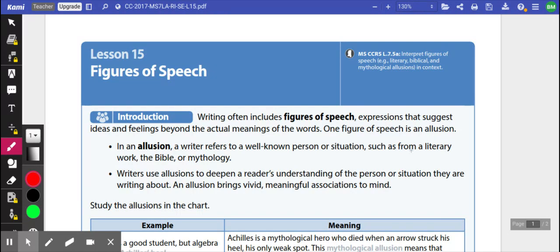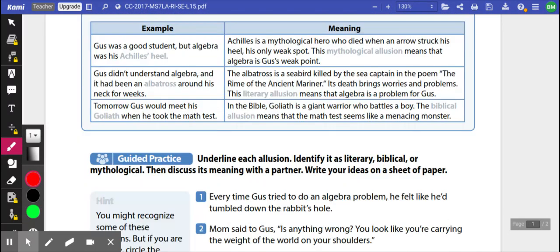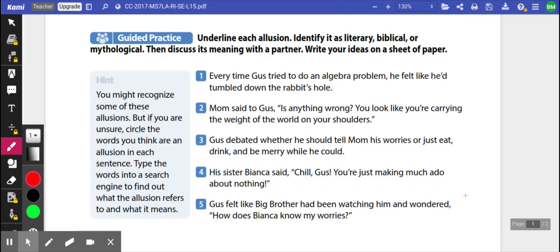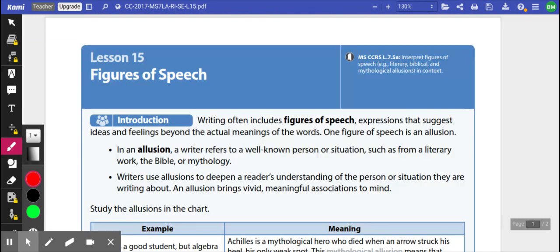So, if we will get out our Ready Workbook, we're going to open it to page 259. That is 259. That's in our language handbook. So, we're going to be working on lesson 15, figures of speech. And we've got to remember, if Miss Murray does it, you do it.